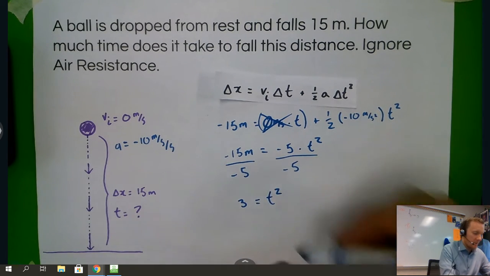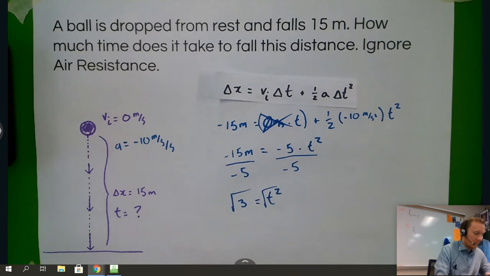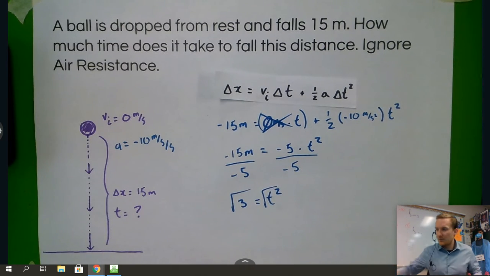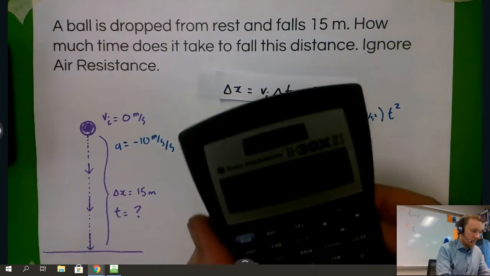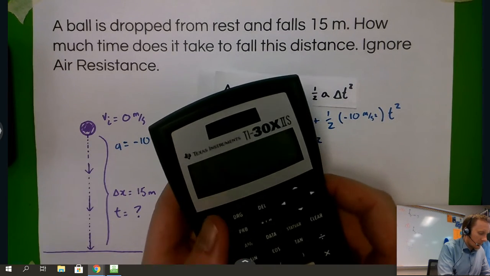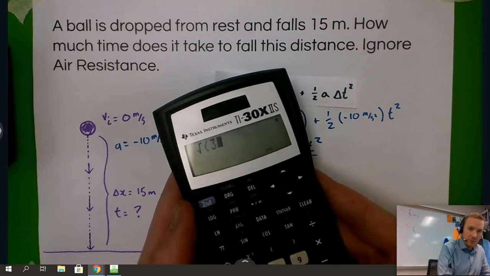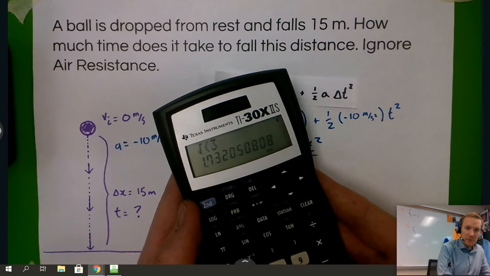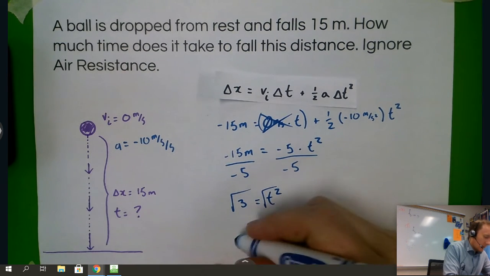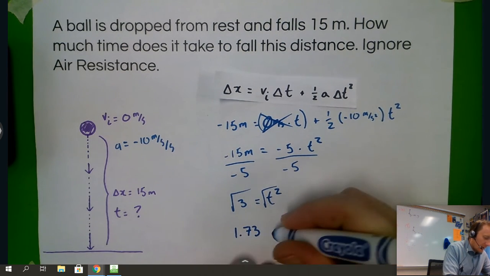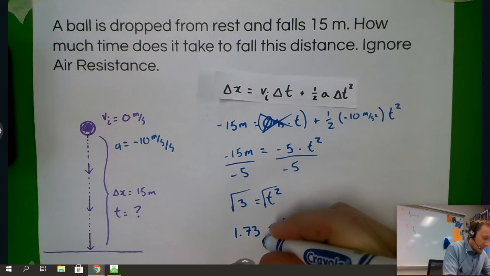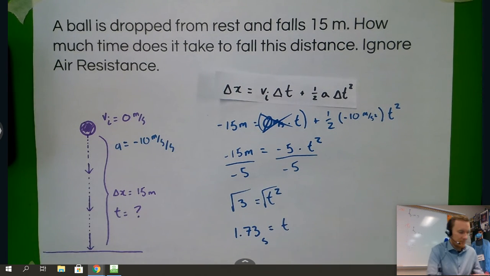Okay, so now all we have to do is take the square root of both sides. The square root of 3, of course I don't have that memorized, gives us 1.73, okay? 1.73, and that is our time, so that's going to be in seconds.